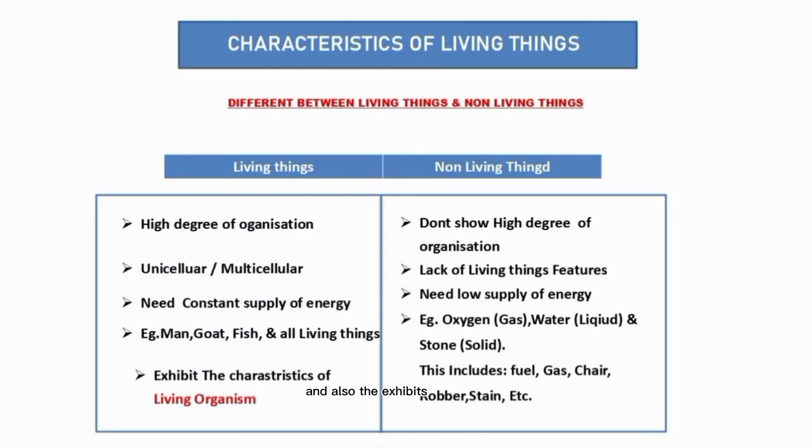And they also exhibit the characteristics of living organisms. Non-living things don't show a high degree of organization, lack living features, and have no need, or low supplies, of energy. Examples are gas, that is oxygen, water, that is liquid, and stone, that is solid. These include fuel, gas, chair, rubber, and anything similar.